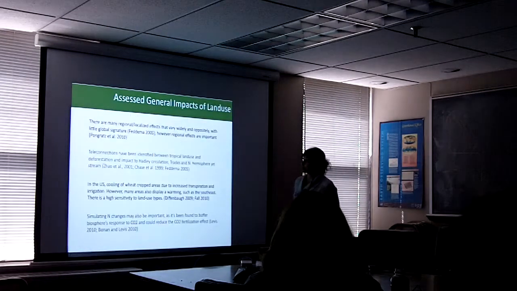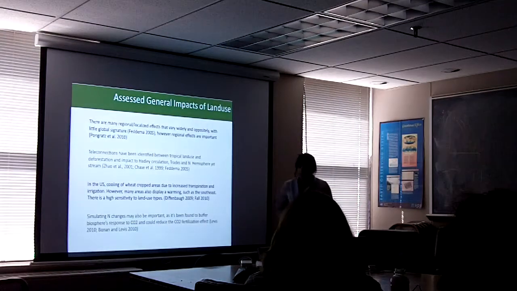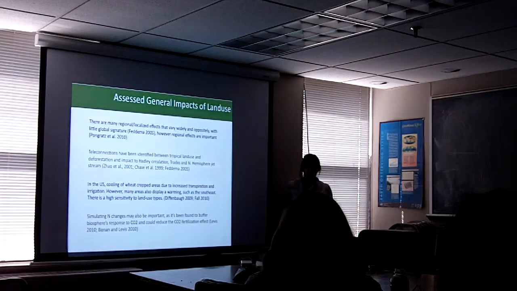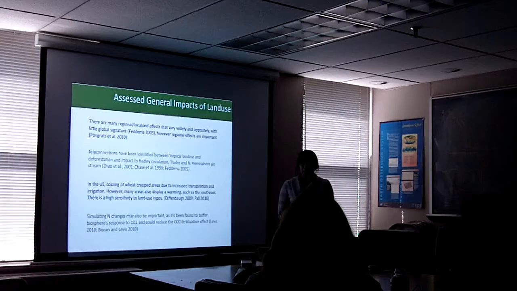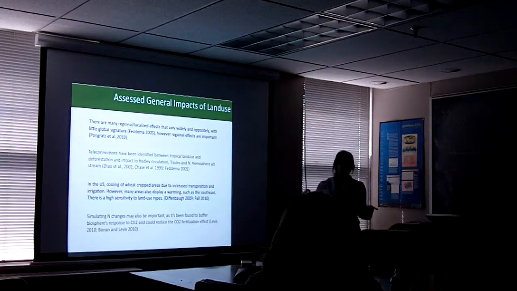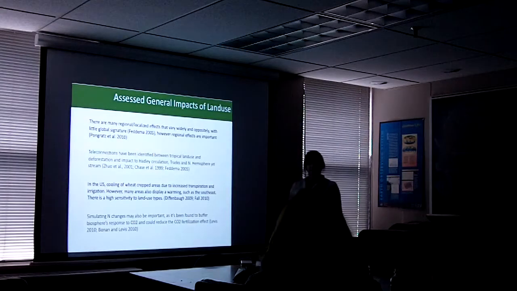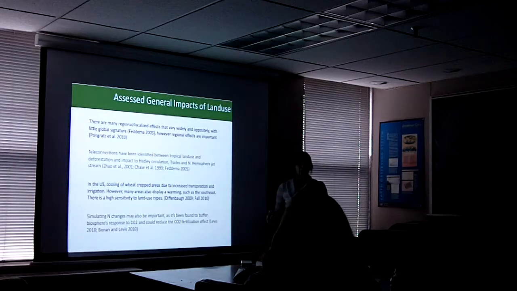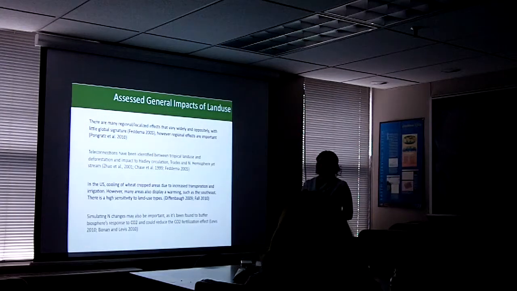Okay, so I dug through the literature and pulled out some major findings that I wanted to bring up. First, there are many regional and localized effects that vary widely and oppositely, which is the important point, right? Because on the global average, you might not see some of these effects, or they might not become as prominent as you'd expect. But there are regional effects that are quite important that I think we can capture now with the detail and resolution of our models.